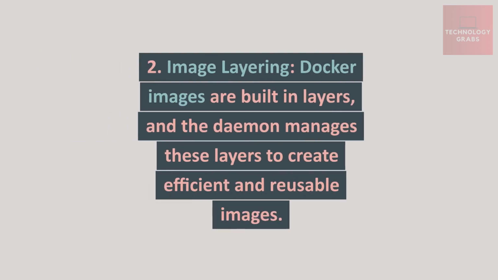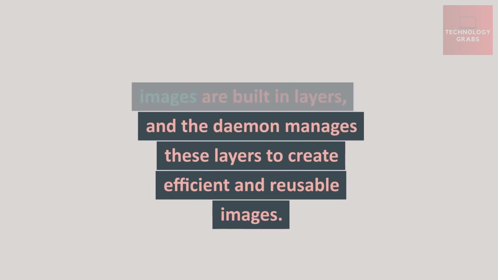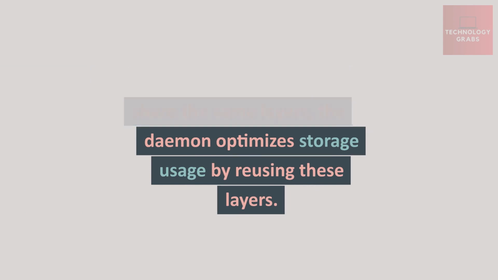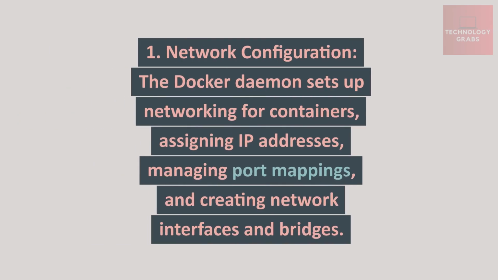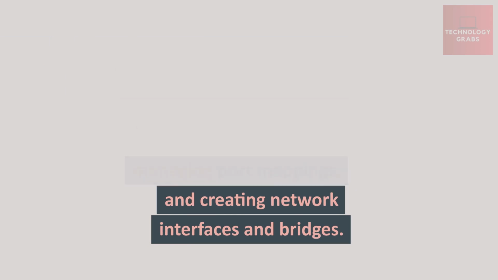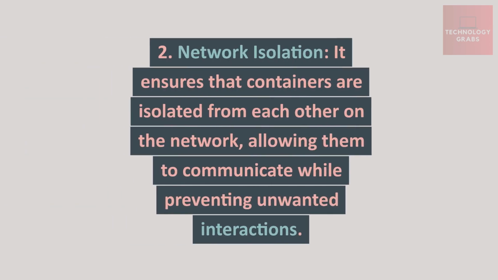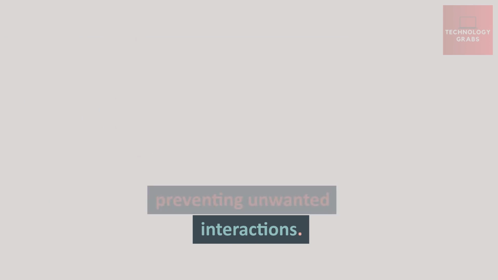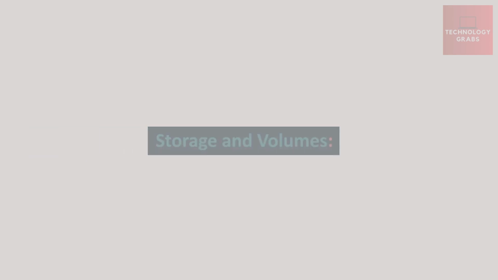2. Image layering. Docker images are built in layers, and the daemon manages these layers to create efficient and reusable images. When multiple images share the same layers, the daemon optimizes storage usage by reusing these layers. Networking. 1. Network configuration. The Docker daemon sets up networking for containers, assigning IP addresses, managing port mappings, and creating network interfaces and bridges. 2. Network isolation. It ensures that containers are isolated from each other on the network, allowing them to communicate while preventing unwanted interactions.